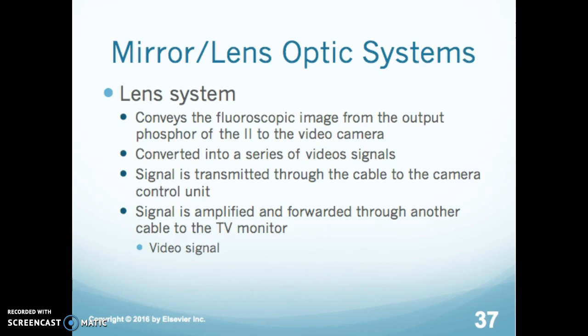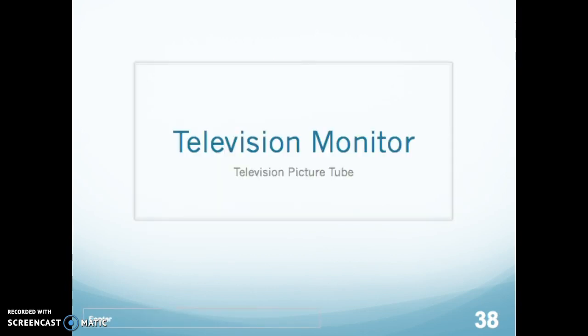So the mirror lens optic system, the lens system, it conveys the fluoroscopic image from the output phosphor of the II to the video camera, converts into a series of video signals. The signal is transmitted through the cables to the camera or control unit. The signal is amplified and forwarded through another cable to the TV monitor. So the end result is a video signal.